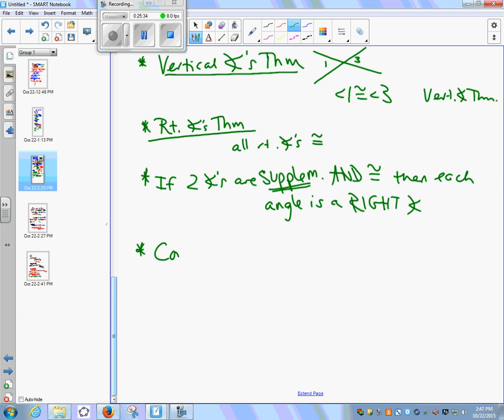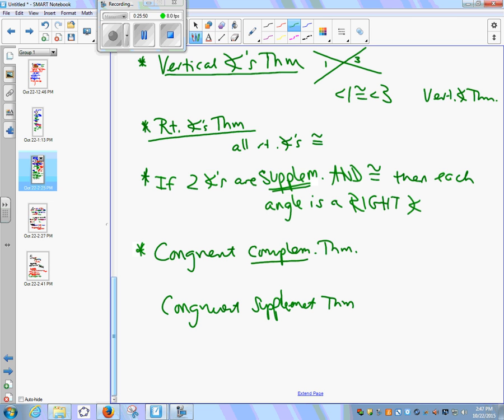Then we had the congruent complements theorem and congruent supplements theorem. Those both said if two angles are complementary to the same angle, so these two are both complementary to this one, then these two have to be congruent to each other. So if you know two angles are complementary to the same angle, you could say those two angles are congruent. And then congruent supplements theorem, same idea. If these two are both supplementary to the same angle, then these two have to be congruent to each other.